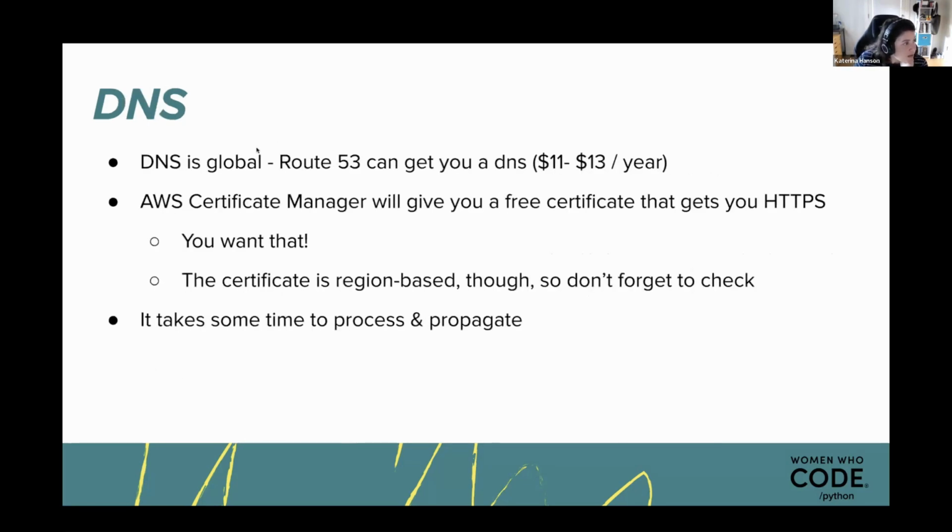DNS, I ended up setting up the DNS. It was $11 to $13 a year. Route 53 was surprisingly easy to get a DNS from. AWS Certificate Manager also gives you a free certificate, so that was new. That gets you HTTPS, so you want that.